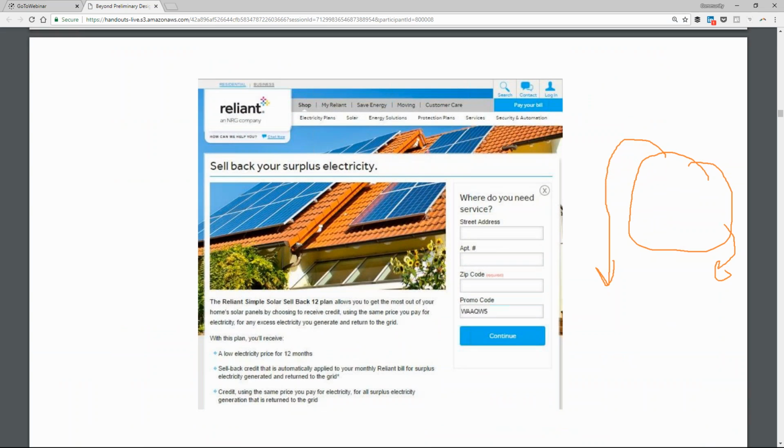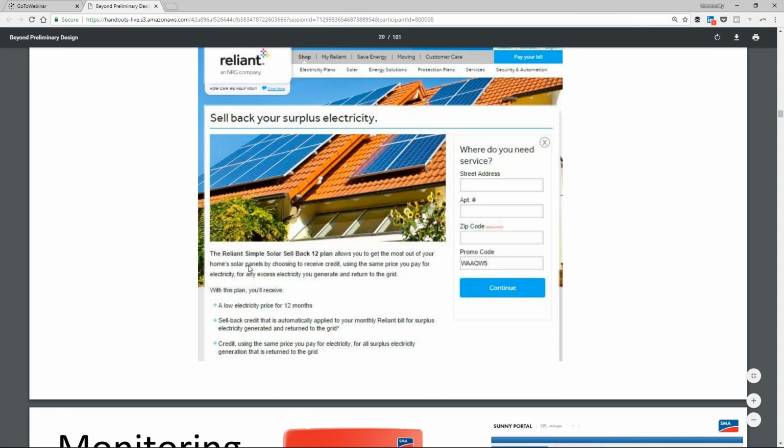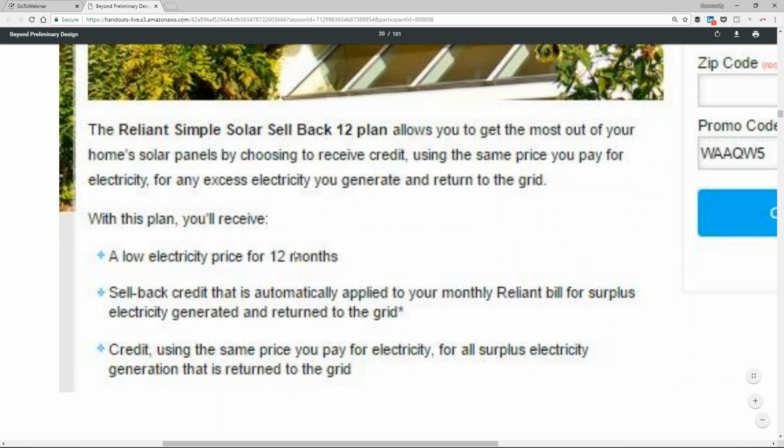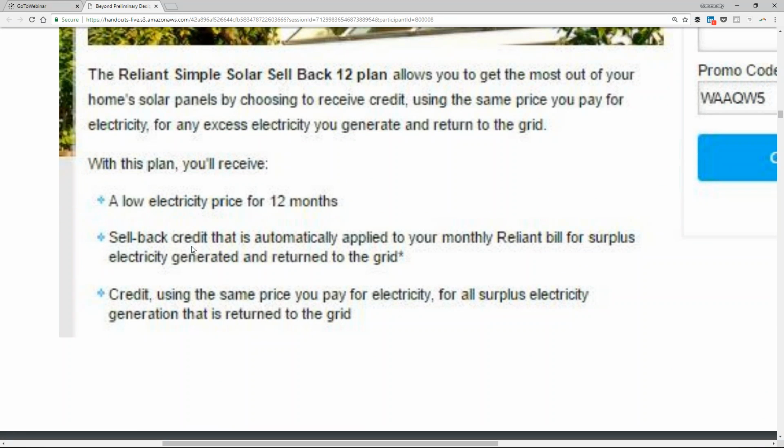So here's the same company on a deregulated grid with no net metering. And what it's saying is, we're going to give you a solar plan, and we're going to give you a sell back credit that is applied to your Reliant bill for the surplus, and it's going to be the same price you pay for electricity.